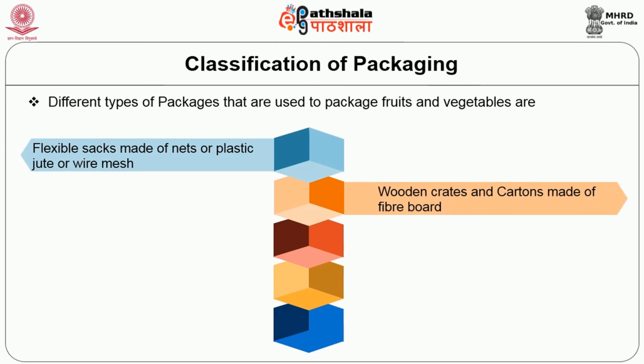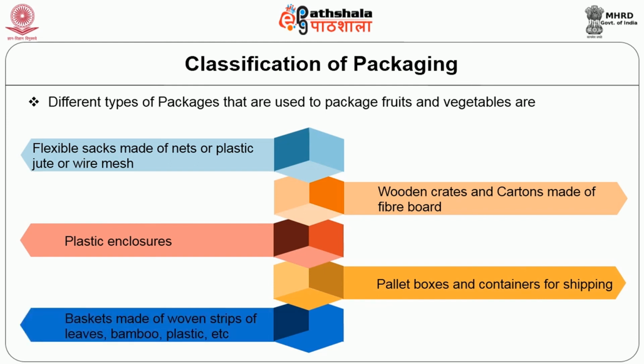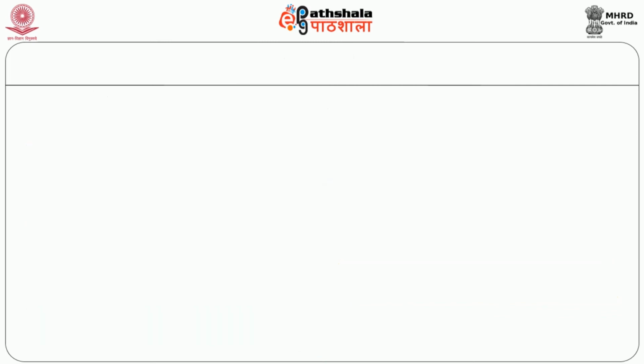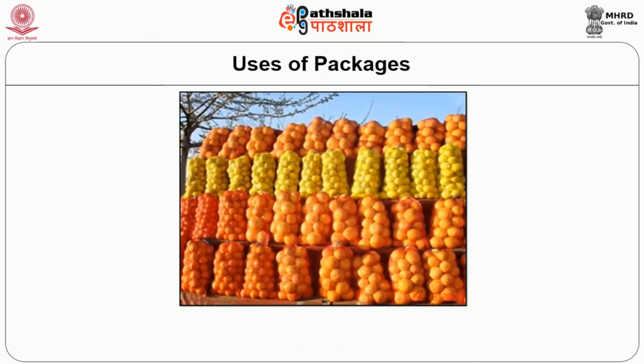The second kind are the wooden crates or cartons, which are made of fiberboard. Next comes the plastic enclosures, followed by pallet boxes and containers for shipping of fruits and vegetables. A traditional method of baskets made of woven strips of leaves, bamboo, plastic, etc. are also used. Discussing about the uses of packages, there are many uses of the different types of packaging materials.